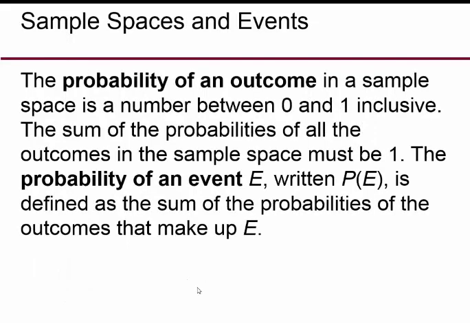Now, the probability of an outcome in a sample space is a number between 0 and 1 inclusive. The sum of the probabilities of all the outcomes in the sample space must be equal to 1. The probability of an event E, written as P(E), is defined as the sum of the probabilities of the outcomes that make up E.